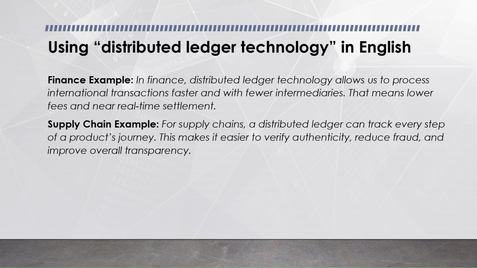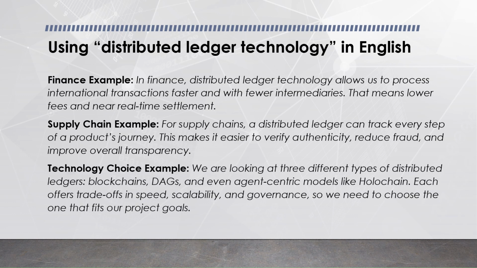For supply chains, a distributed ledger can track every step of a product's journey. This makes it easier to verify authenticity, reduce fraud, and improve overall transparency. We're looking at three different types of distributed ledgers: blockchains, DAGs, and even agent-centric models like Holochain. Each offers trade-offs in speed, scalability, and governance. So we need to choose the one that fits our project goals.